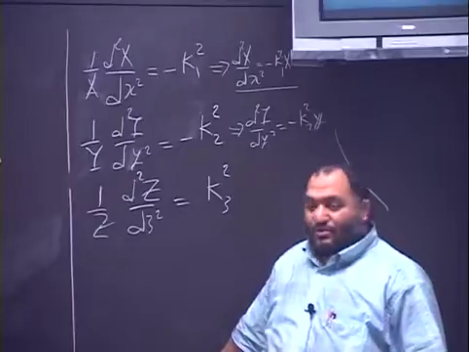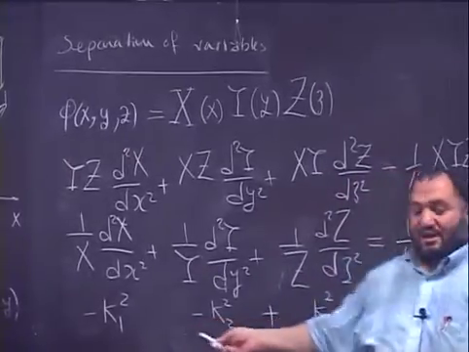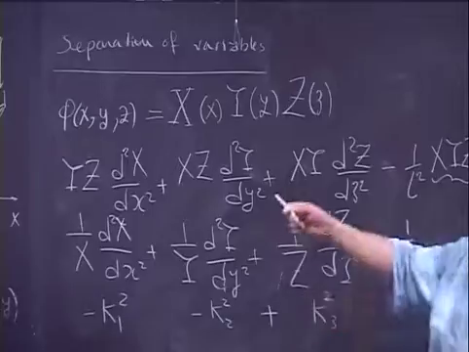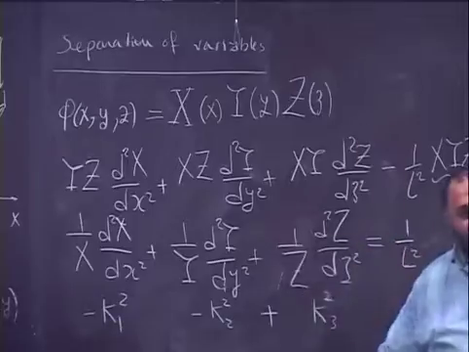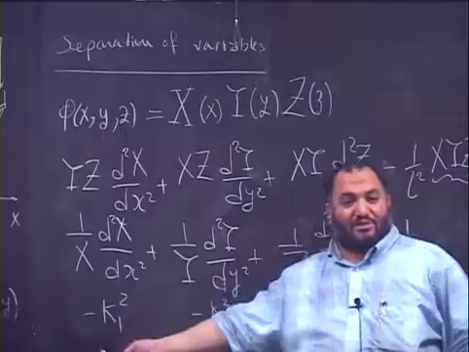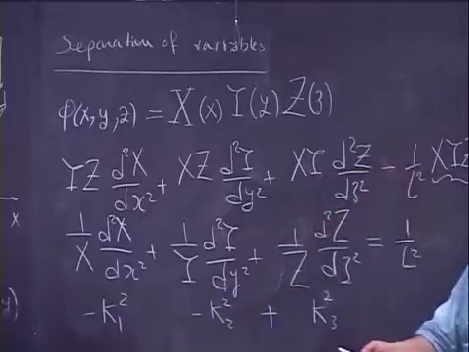Do you know why now we choose this to be negative and this to be negative? And why we choose this to be positive? Because in the z direction, I need something decaying. So this is why I pick here a negative constant, and here a negative constant, but here I will pick a positive constant.